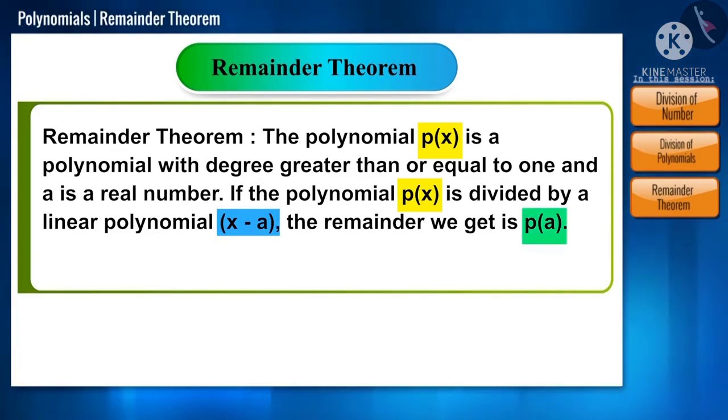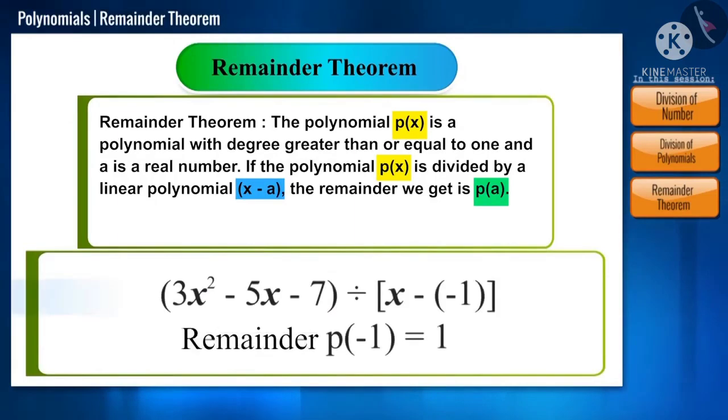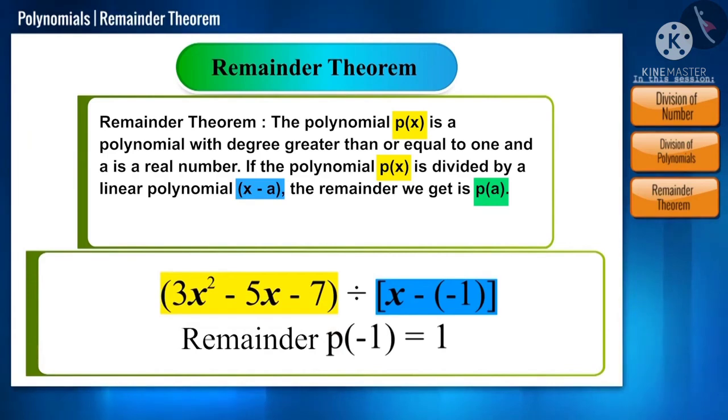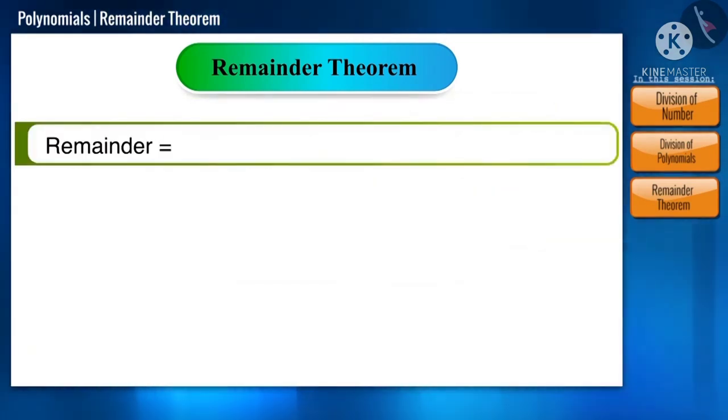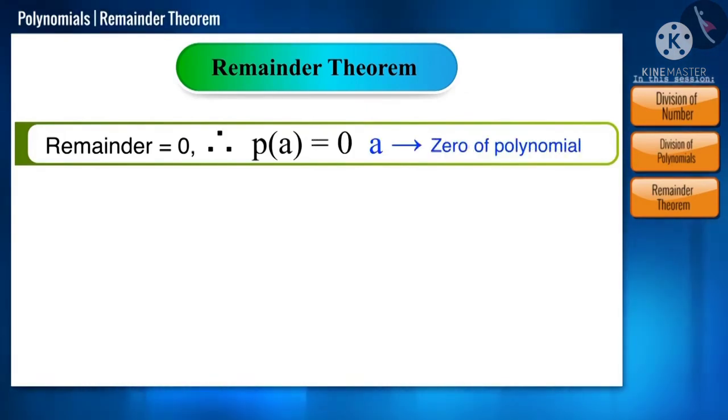Now let's compare this with our previous example where we divided the polynomial 3x squared minus 5x minus 7 by a linear polynomial x plus 1 and we got the remainder p of minus 1 is equal to 1. And if the remainder is found to be 0, then p of a is equal to 0. And in such situations, a is the 0 of the polynomial.